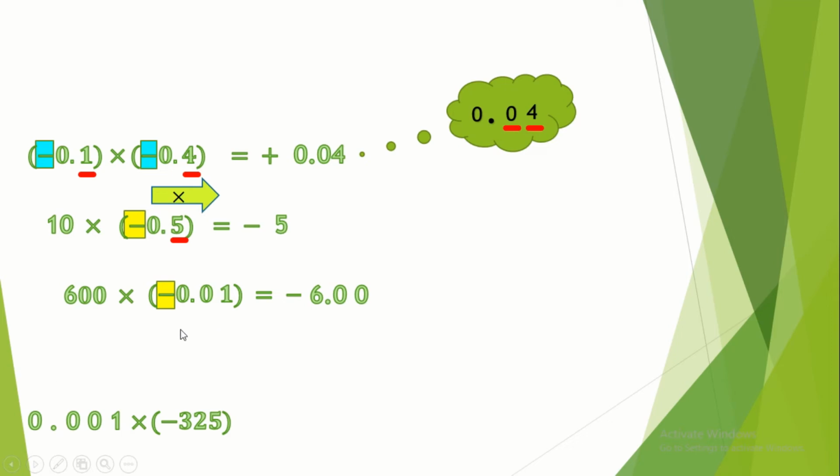How did we calculate it? 600 times 1 is 600, and we have 2 digits after the point, so we count 1, 2. Now we put the point at 6.0, so it's 6.